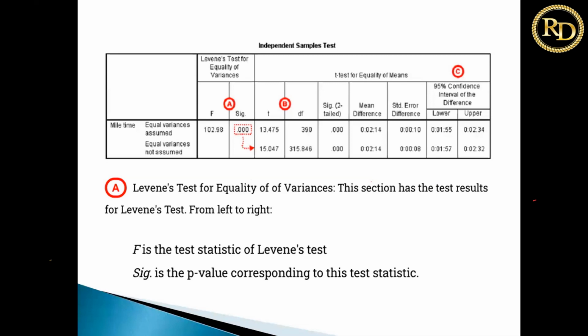And on the basis of this p-value, we will decide whether to reject the null hypothesis or accept the null hypothesis. So on the basis of this p-value, since it is very much less than 0.05, we reject the null hypothesis that the means of the two groups, or say two populations, are the same.